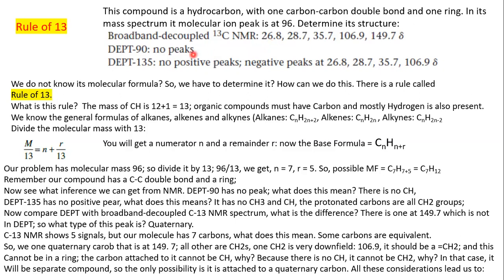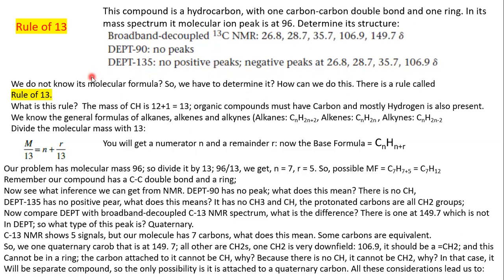Now, here, DEPT 90 gives no peaks. Okay, there are no peaks in DEPT 90. What does this mean? It means there is no CH group. There is no methine carbon in this molecule. Okay, no CH. DEPT 135, no positive peaks. Negative peaks are here, here, and here, but no positive peaks.